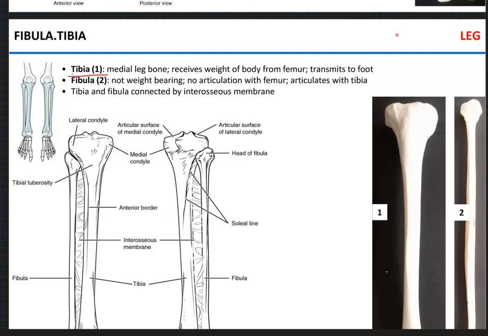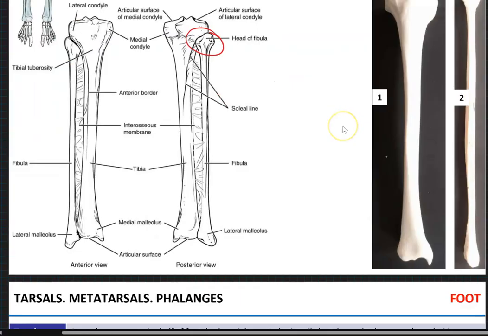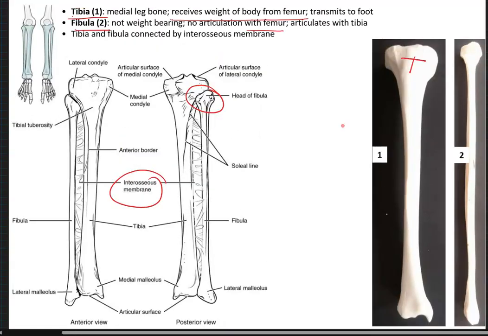So the entire weight of the body that is transmitted to femur is also transmitted to tibia. Fibula is not weight-bearing, doesn't articulate with the femur, however, does articulate with the tibia. Just like radius and ulna, these 2 bones are connected by this interosseous membrane. You can see tibia and fibula here. If fibula does not bear any weight, what is its function? It does have a function.